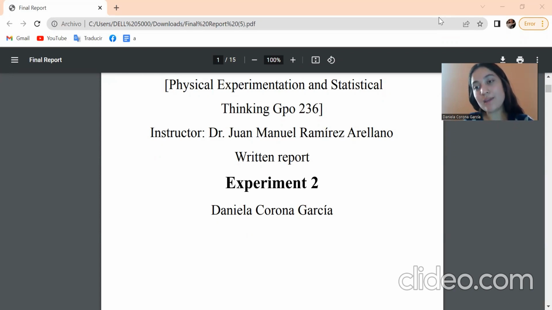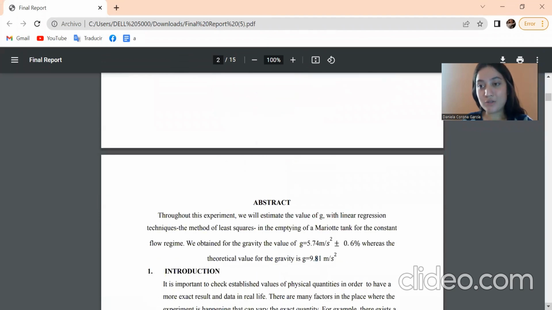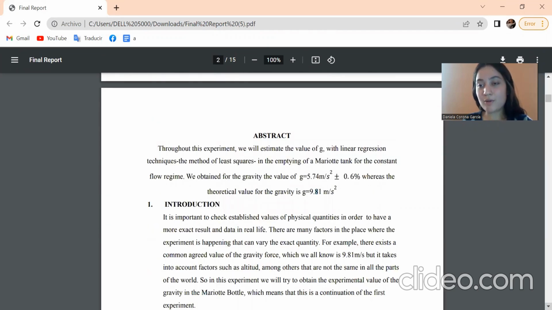It's important to mention that this is a continuity, because we are going to apply the knowledge that we acquired and also use the Mariotte's bottle that we built in the first experiment. What we're trying to do is use the Mariotte's bottle to calculate the gravity that the flow regime does.